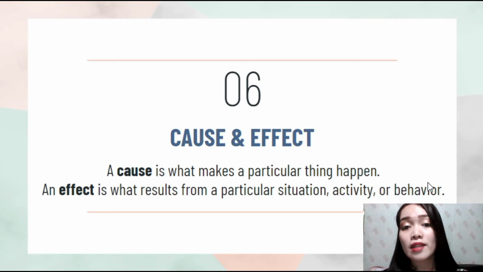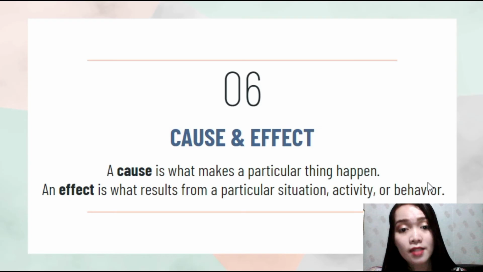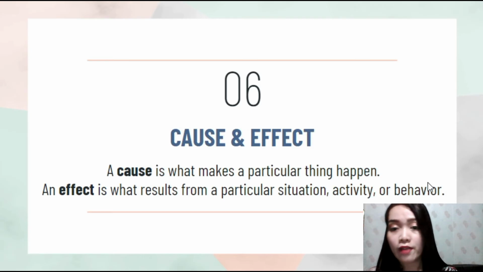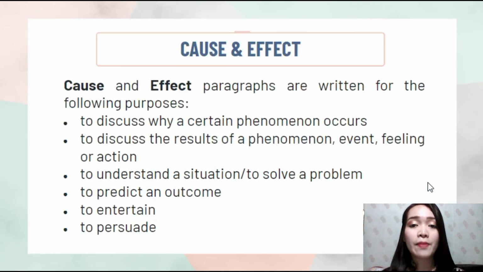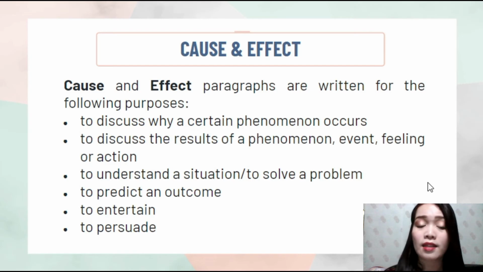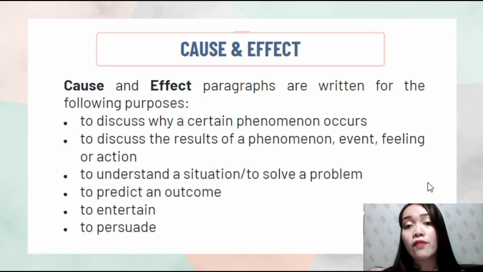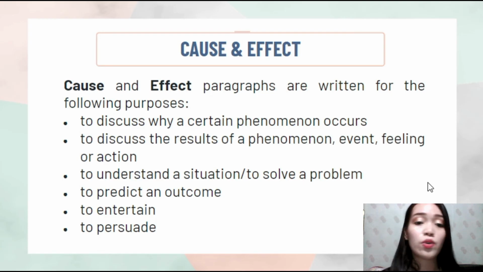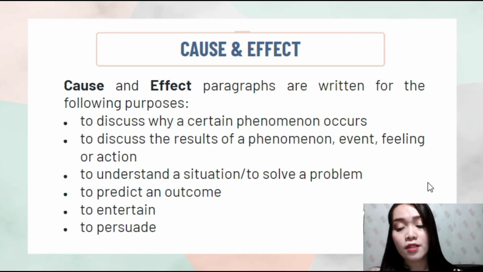Now let's proceed with cause and effect. A cause is what makes a particular thing happen, and an effect is what results from a particular situation, activity, or behavior. Now, cause and effect paragraphs are written for the following purposes. It can be to discuss why a certain phenomenon occurs, to discuss the results of a phenomenon, event, feeling, or action. It can be to understand a situation or to solve a problem, to predict an outcome, or just to entertain, or even to persuade.